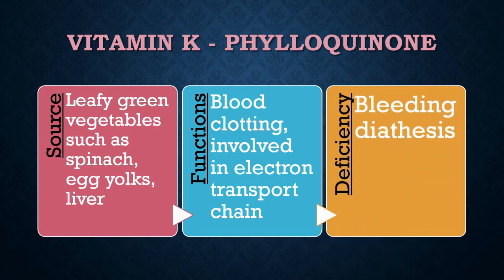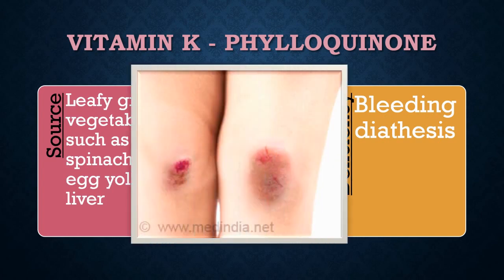Deficiency of vitamin K leads to a condition called bleeding diathesis. You can see in the picture, bleeding diathesis is bleeding due to irregular or slow clotting. Sometimes it leads to thinning of the skin and the skin will become weaker, and even a small wound will develop a lot of bleeding. So this condition arises due to deficiency of vitamin K.